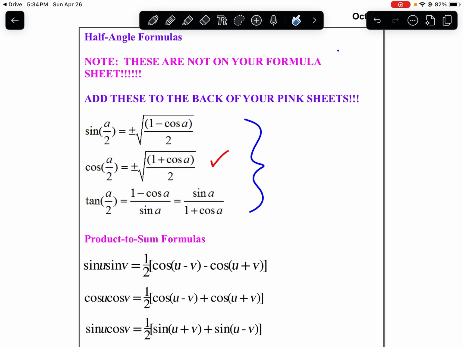are the half angle ones. So get them on there somewhere, whether you want to put them on the back or in the margins, wherever you can find room. These half angle ones have a plus minus sign because we're dealing with a square root here. And that plus or minus aspect all depends on the angle that you're dealing with and where your angle lies, like which quadrant it's in.